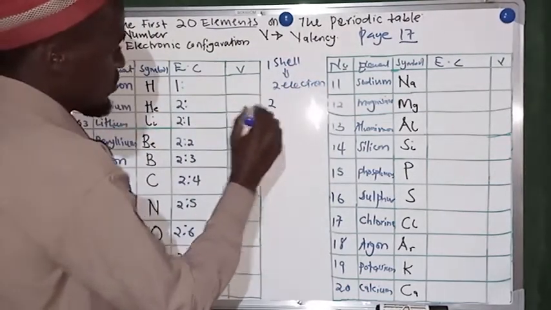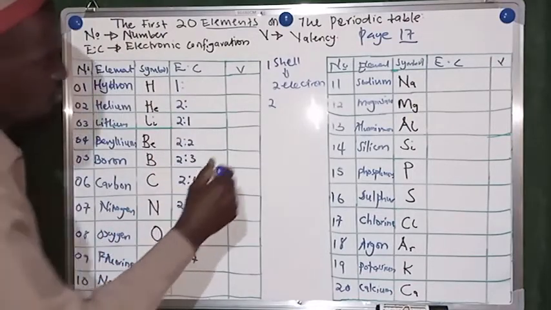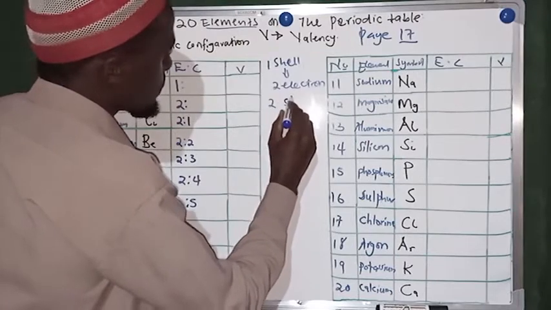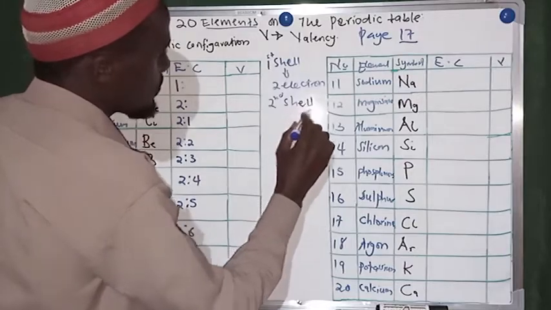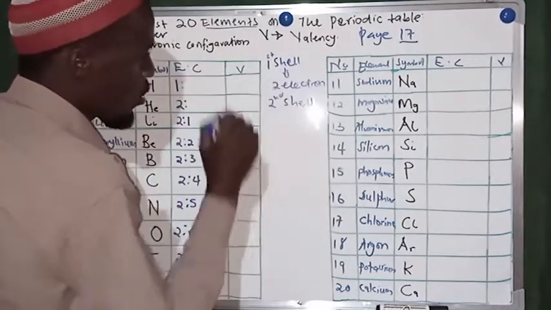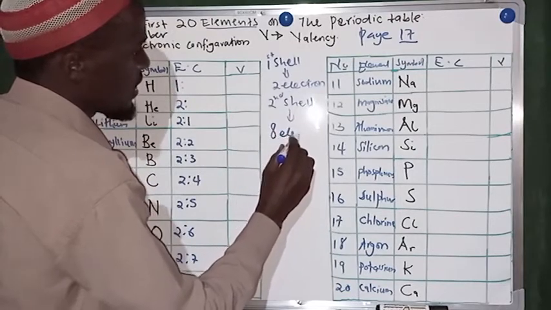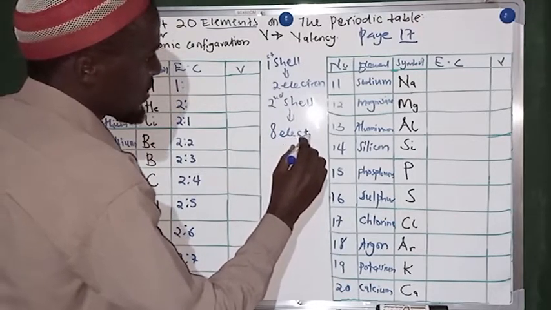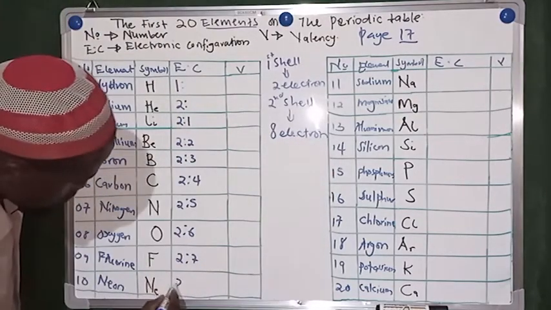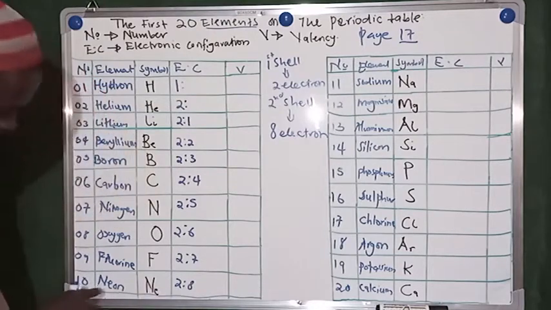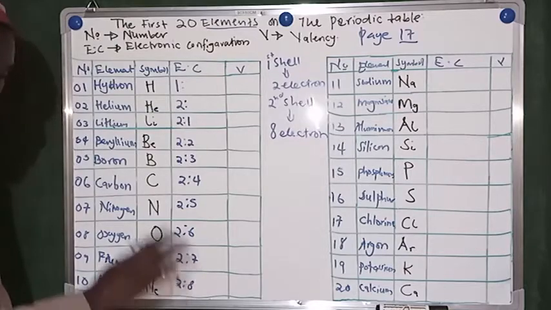Now, the second shell, for that second shell you have 1, 2, 3. This is the first. The second shell or orbit can only hold 8 electrons. Meaning that if I write 2, 8, I'll get 10, because 2 plus 8 is 10. So this shell is full.